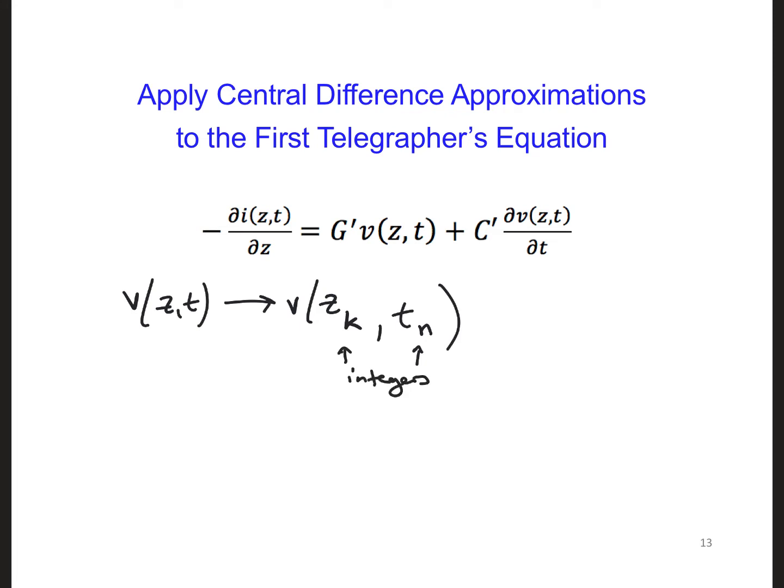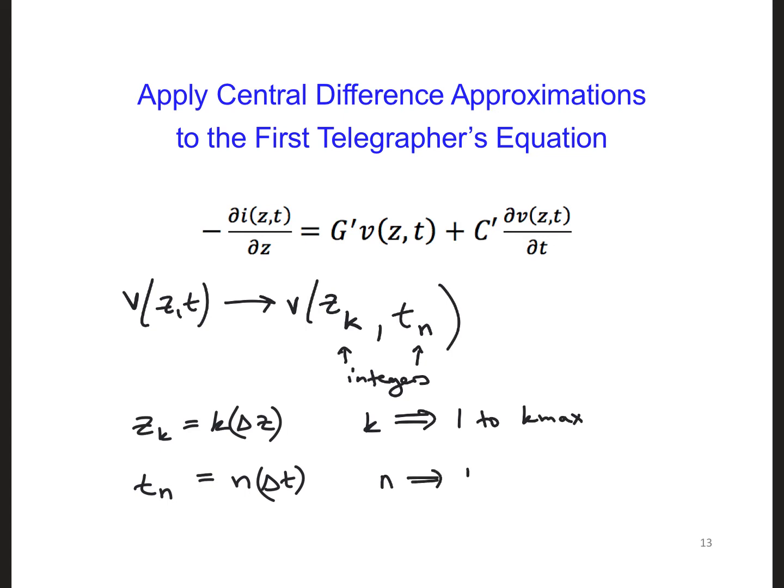So Z and T ultimately do not have to be integers, but we're gonna be storing these at discrete integer number of locations. So I can write Zk is equal to K times delta Z. And K goes from 1 to some maximum integer, let's say K max. And then T, the nth value of T, the time, is N times delta T. That's the nth time step. So N is the number of time steps. It goes from 1 to some maximum, let's say N max.